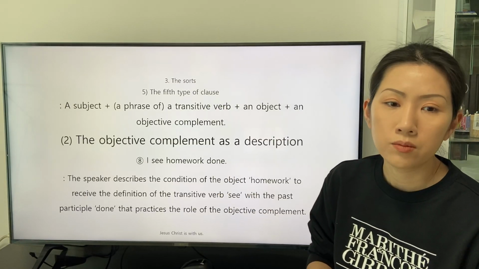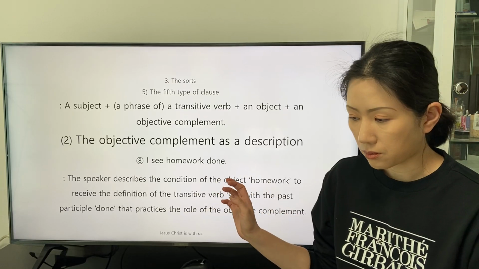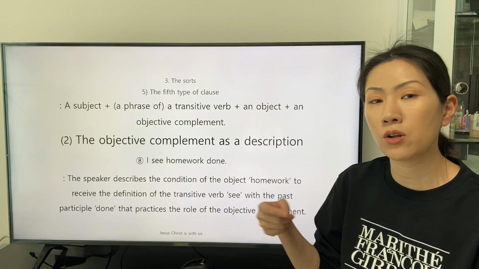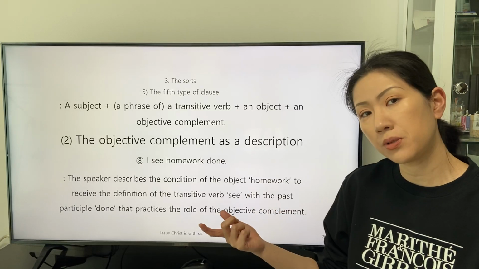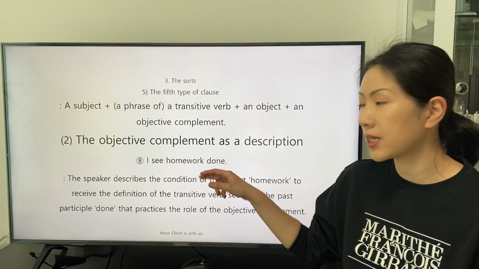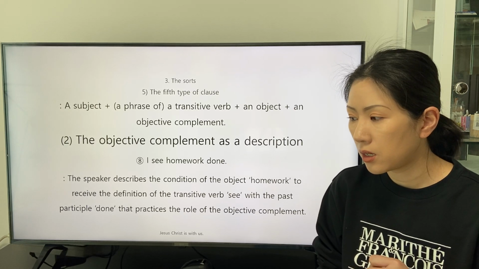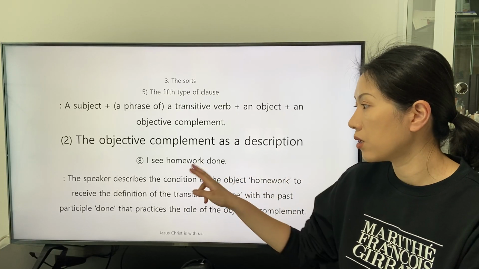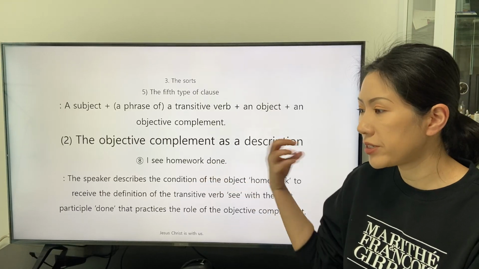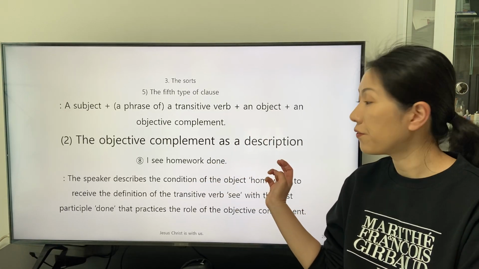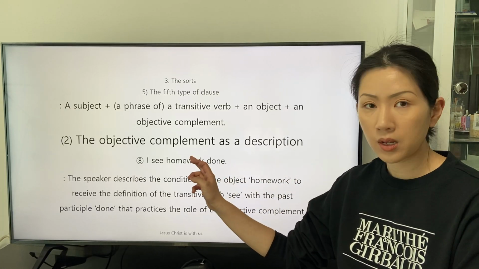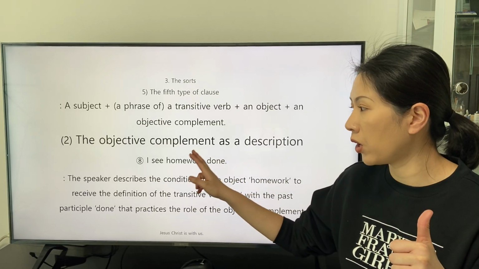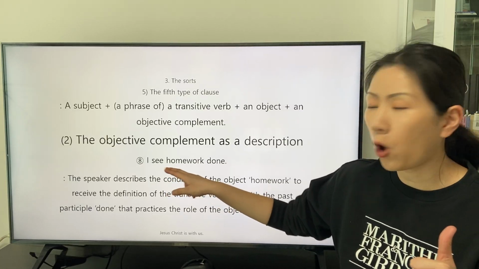There is the 8th example. I see homework done. In this clause, the object homework is described by the past participle done, which has the trait as an adjective. From the description by the past participle, we can understand that the object homework is in the subject-object relationship, and the object homework receives the definition of the transitive verb do from an unstated subject. This is the information revealed by the form of the past participle for the object.